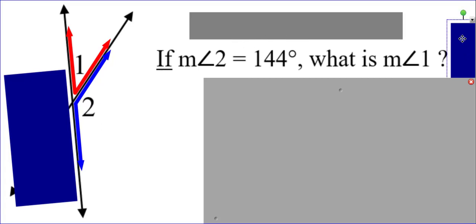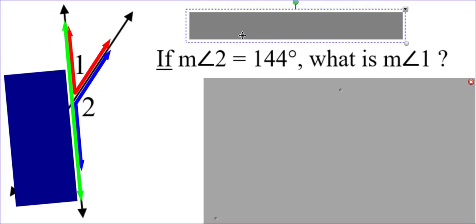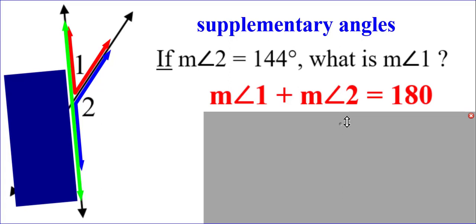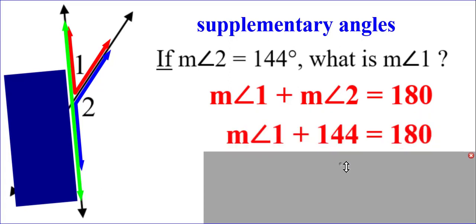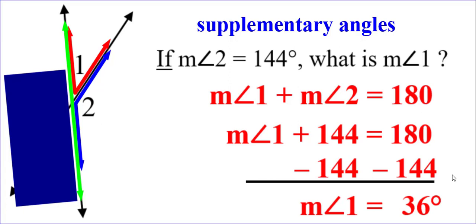Here's what I want you to notice. Those two angles that are adjacent next to each other together form a straight angle. We know a straight angle is 180 degrees. This is an example of a pair of supplementary angles. The two angles together form the straight angle, which means the measure of angle 1 plus the measure of angle 2 will equal the straight angle, which is 180 degrees. We know that the measure of angle 2 is 144 degrees, so substitute that in, and we can solve by subtracting 144 from 180 to get the measure of angle 1 of 36 degrees.